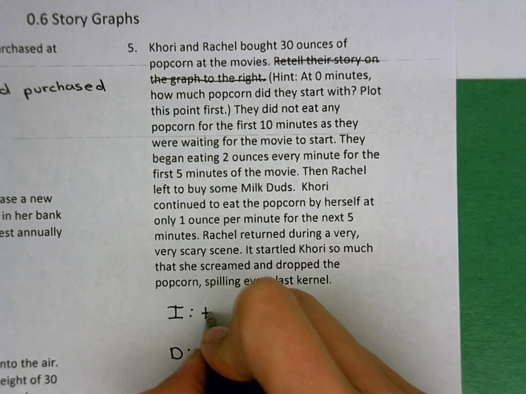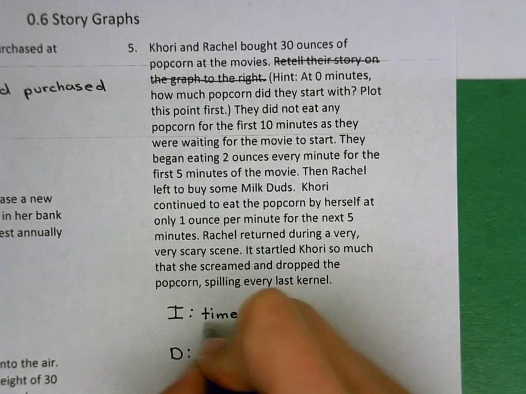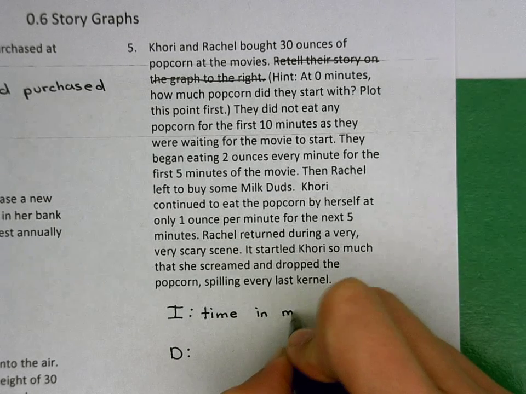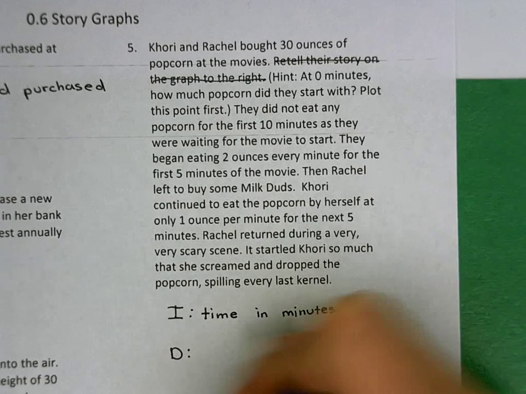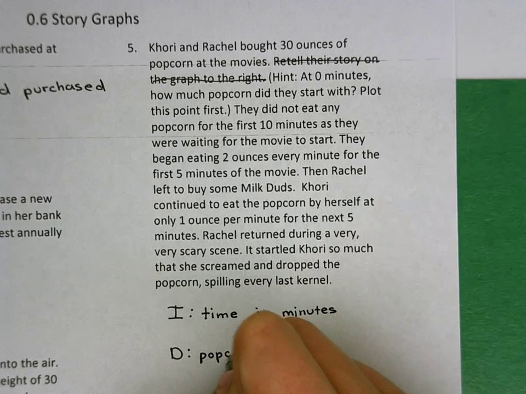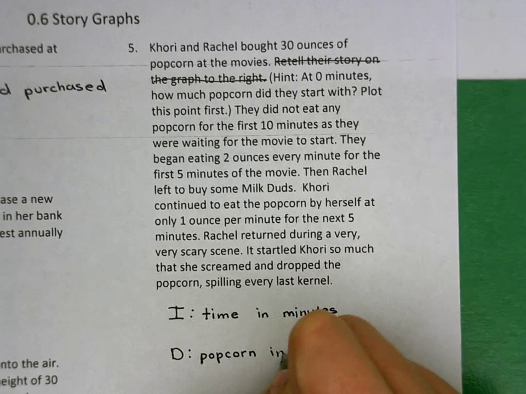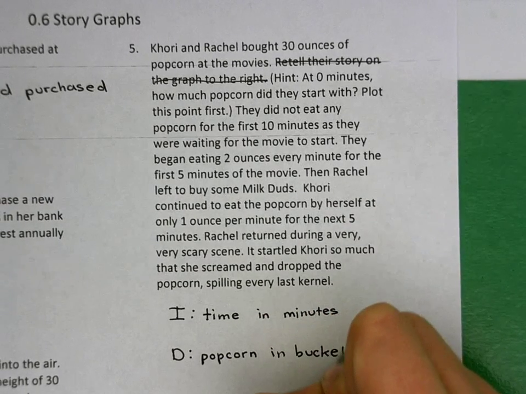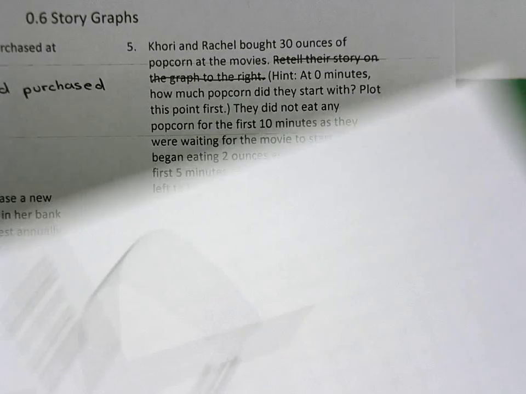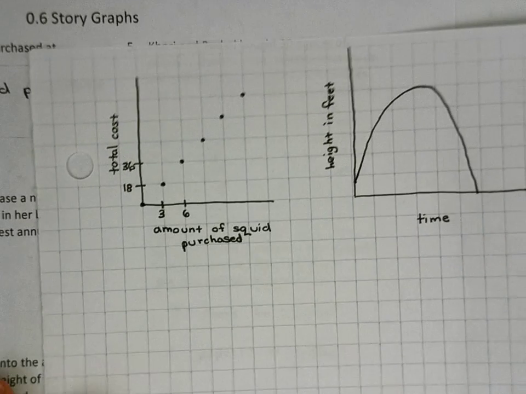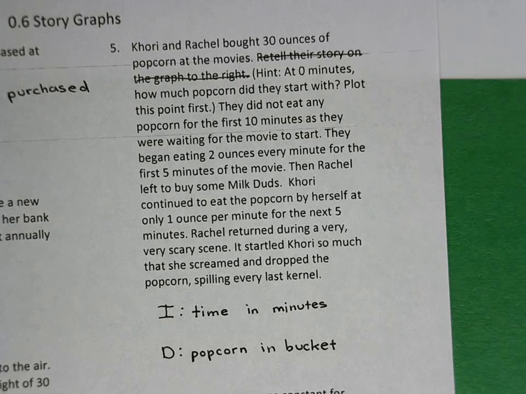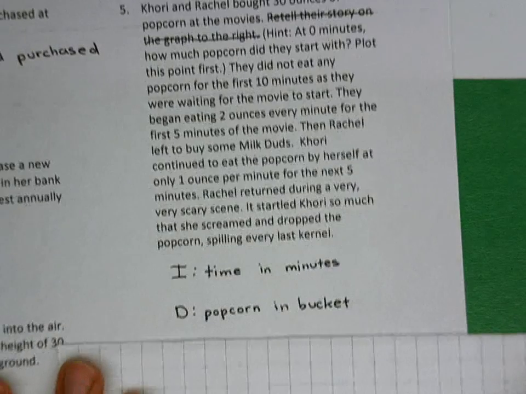Independent is time. Again, we like time. A lot of times it's your independent. Time in minutes. And as it passes, that determines what's happening to the popcorn in the bucket. Okay. So there we go. Okay, I'm going to go ahead and graph this. Remember, x-axis is your independent, y-axis is your dependent.